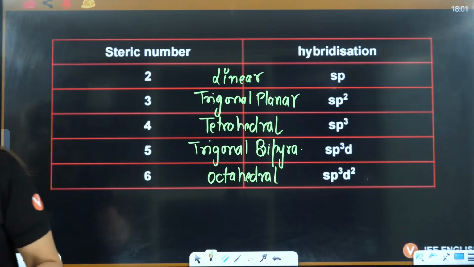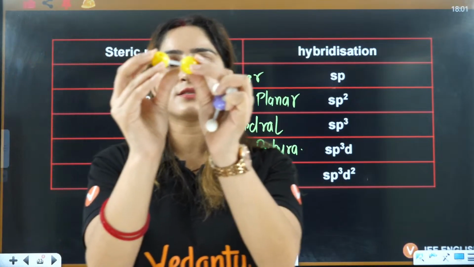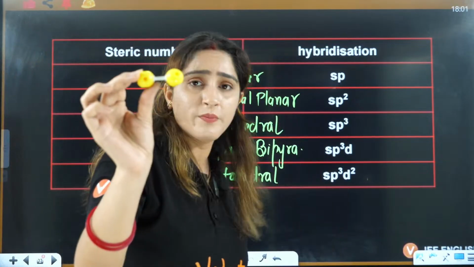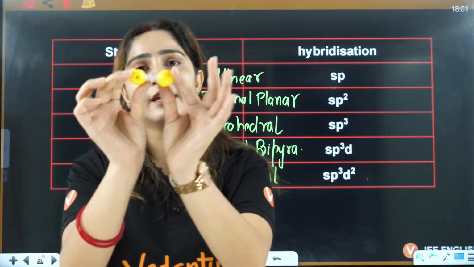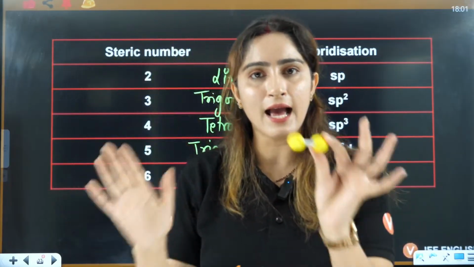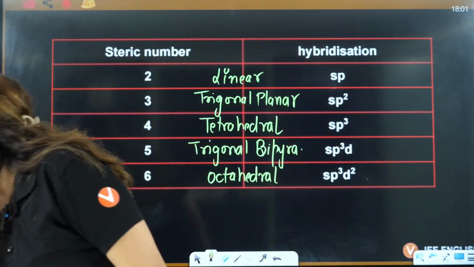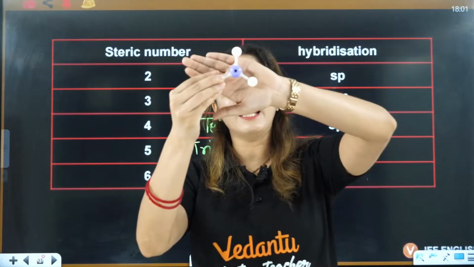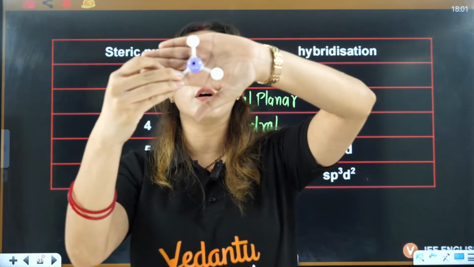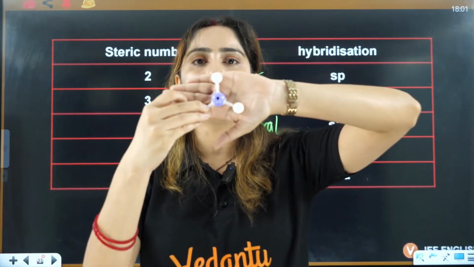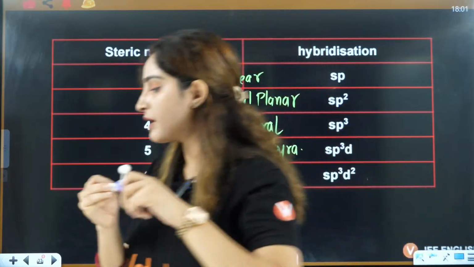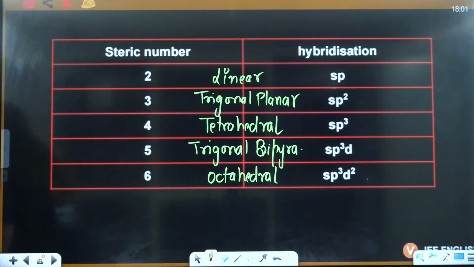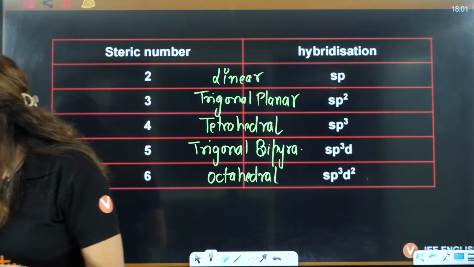Now, I'll show you what all this is. This is your linear geometry, which has 180-degree angles. Then you have trigonal planar. This is a plane, and a triangle kind of structure is getting formed. This is sp2.